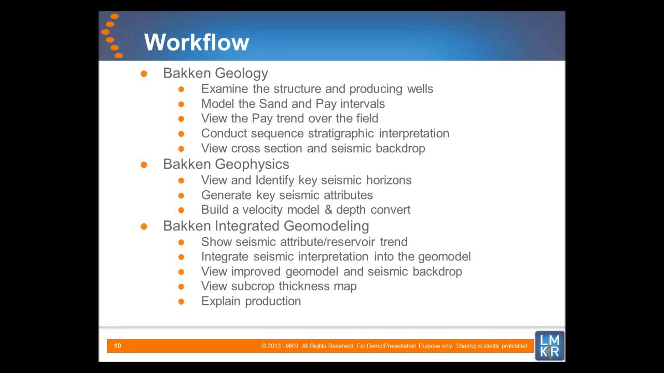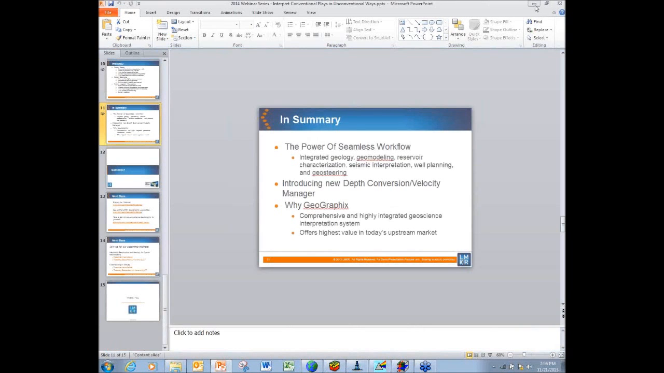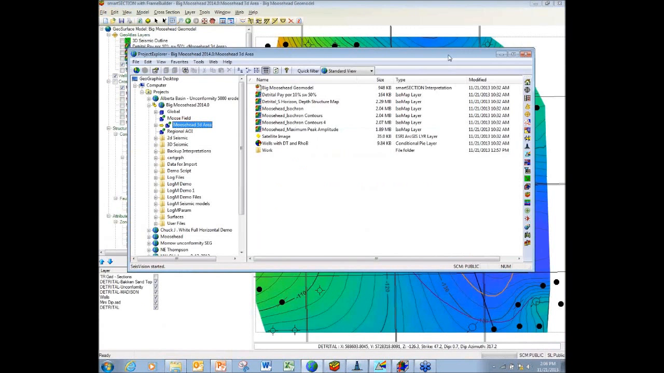I'll also insert the seismic depth-converted surfaces into the geomodel and combine them with well picks to give us a much improved geomodel with the updated seismic backdrop being fed from the new updated velocity model coming from SeisVision. We'll then view the subcrop thickness map and then develop an explanation for why the production is where it is and where we may extend the field in other areas. So with that, we'll jump over and begin our demonstration.